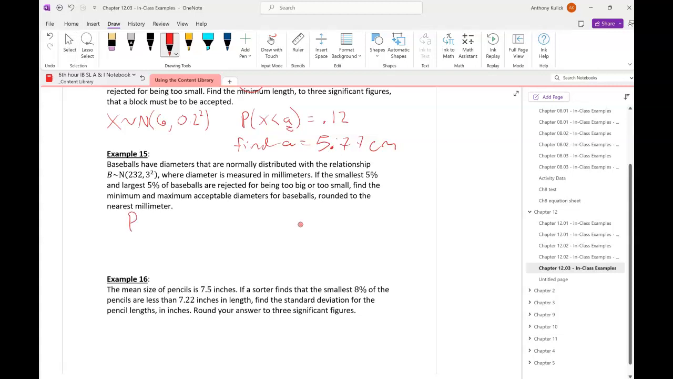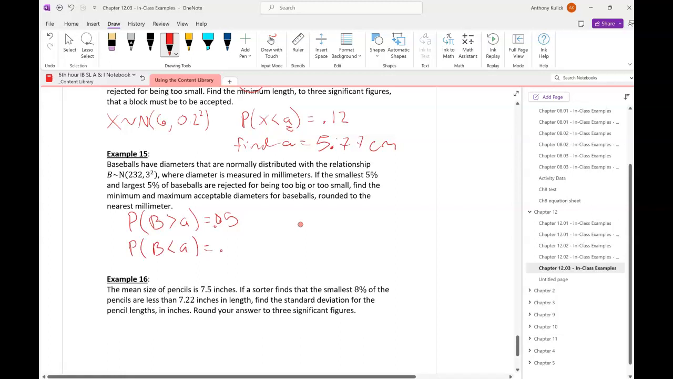So you have two things to figure out, right? So P of B greater than A, that's 0.05. And then P of B less than A should also be 0.05. Well, actually, we just call that A1 and that one's A2. Right? So we have to figure out what A1 is and what A2 is.